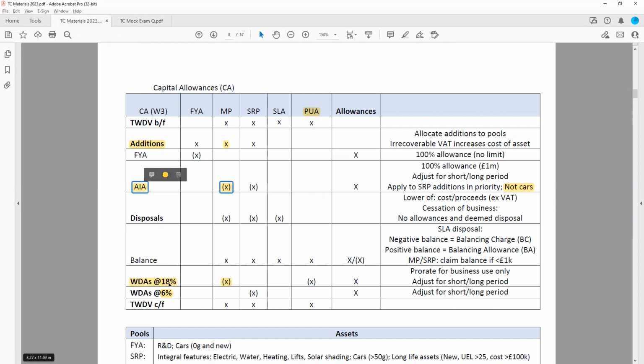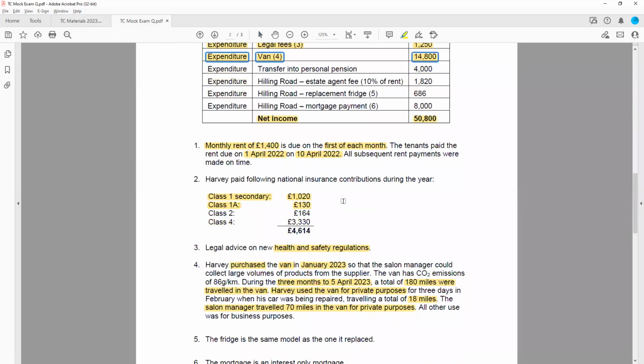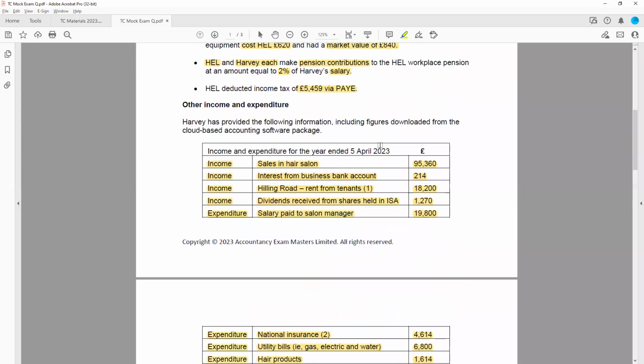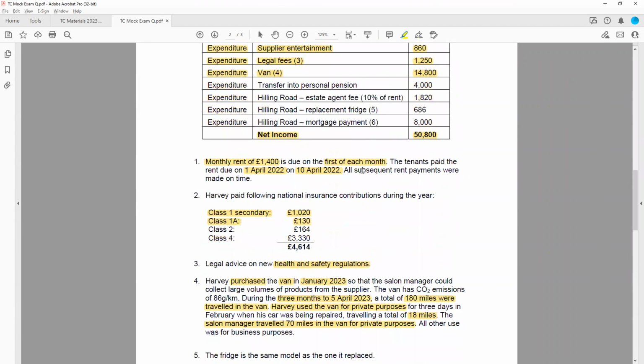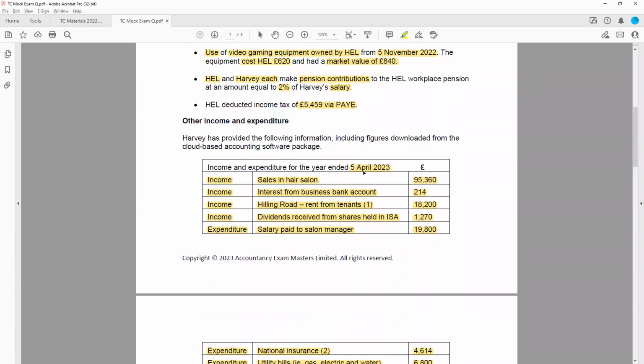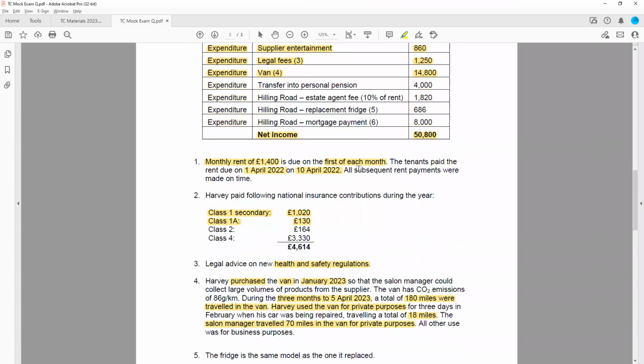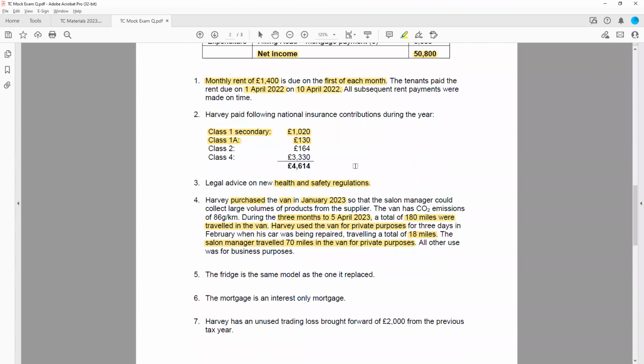The only time you prorate these is if it's a long or short period of account. But we're told what the amounts were for the tax year. So presumably, his basis period, his accounting period, is for the tax year, and he's been in business several years as well, but this is all for that full year. So we're not dealing with a long period of account here or a short period of account.